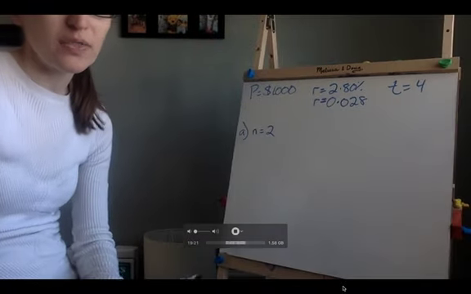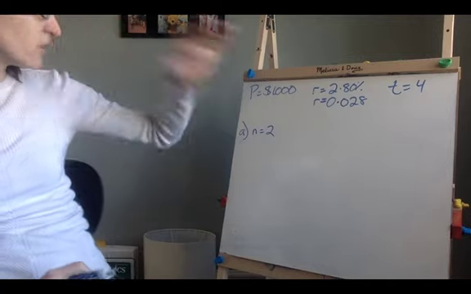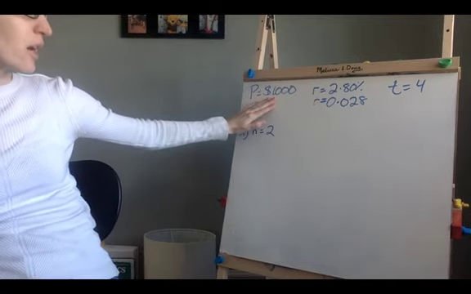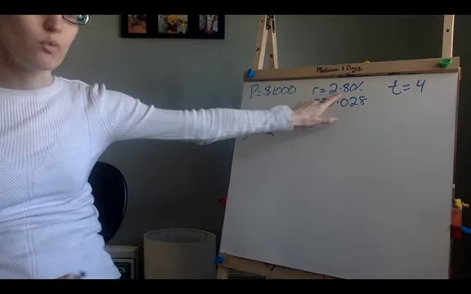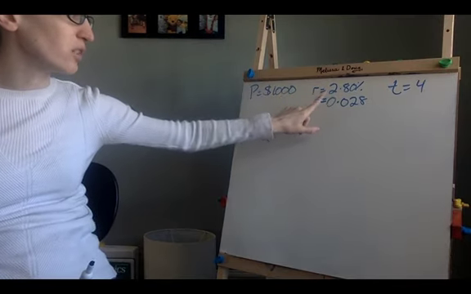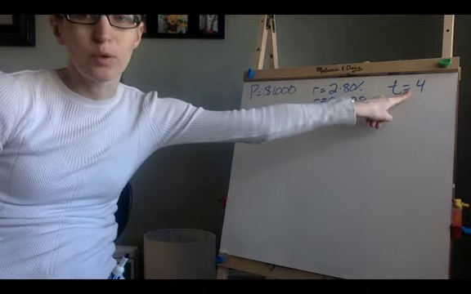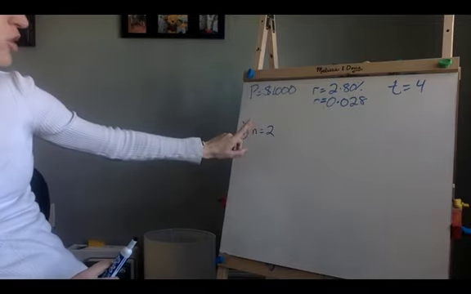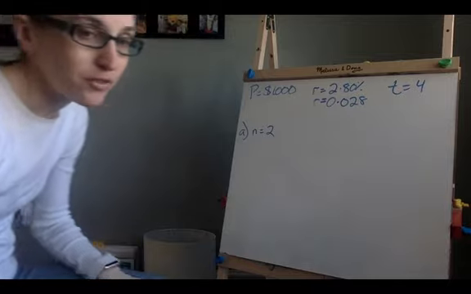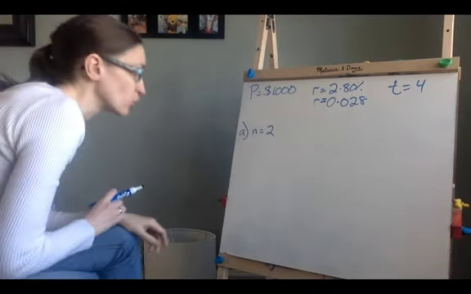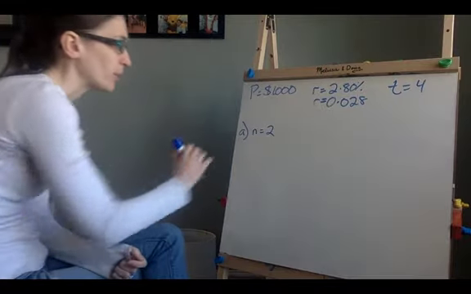Okay, so I've got that already set up, right? In all the situations, we can leave all this at the top. The principal amount invested was $1,000. The interest rate was 2.8% per annum, so I divided it by 100 to get it as a decimal, 0.028, and it was over a period of 4 years. The first question said, what would you get if it was done semi-annually, which meant twice a year, so your number of compounding periods is 2.